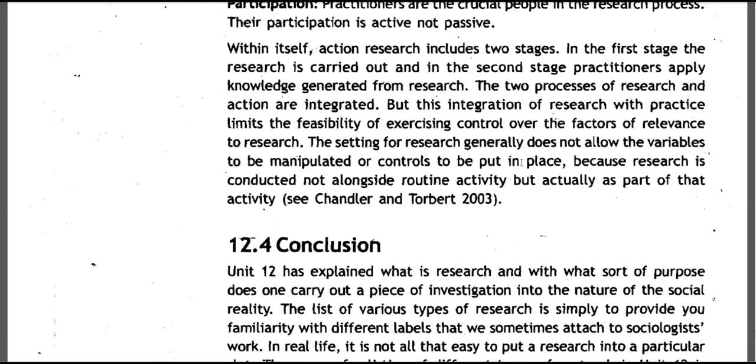Within itself, action research has two stages. In the first stage, the research is carried out, and in the second stage, practitioners apply knowledge generated from research. The two processes of research and action are integrated, but this integration of research with practice limits the feasibility of exercising control over the factors of relevance to research. The setting for research generally does not allow the variables to be manipulated or controls to be put in place, because research is conducted not alongside routine activity but actually as part of the activity.